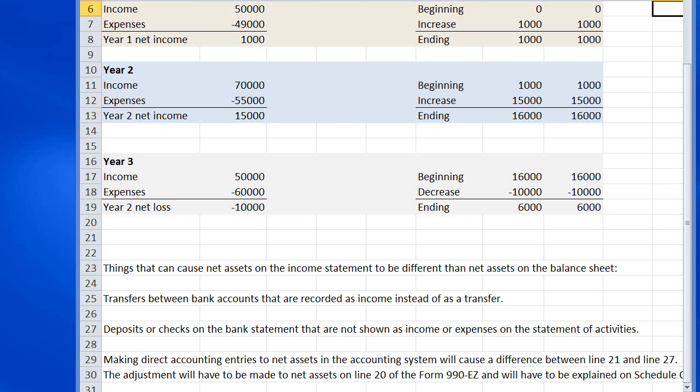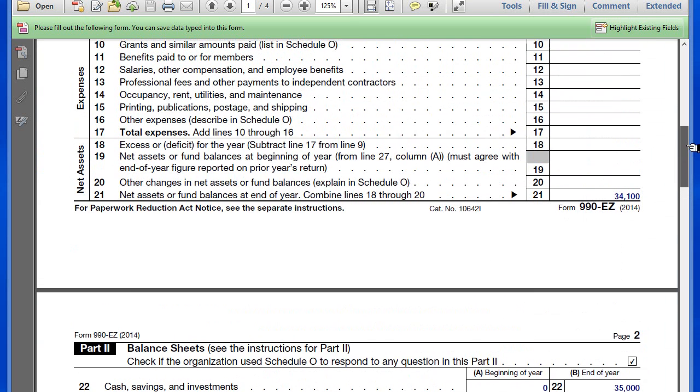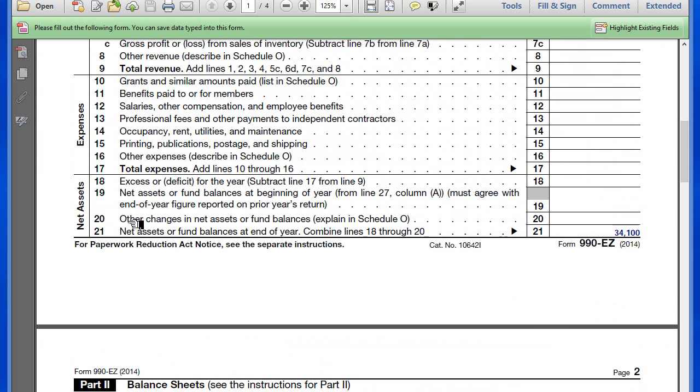And let's have a quick look at where that would be made. Okay, so you can see here on line 20, other changes in net assets or fund balances, which you need to explain in Schedule O. So if you find that line 21 does not equal line 27, and if it's because the bookkeeper made an adjustment to net assets, then you're going to have to reflect that same adjustment here on line 20, okay, on page 1 of the return. And you want to give a good explanation on Schedule O as to why that happened. Usually that's because it's a correction of some type of an error.